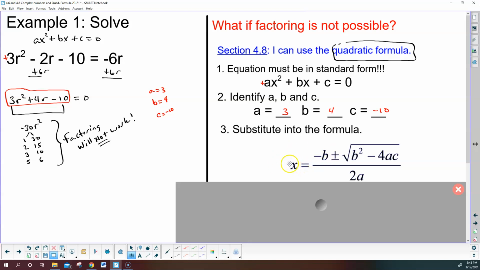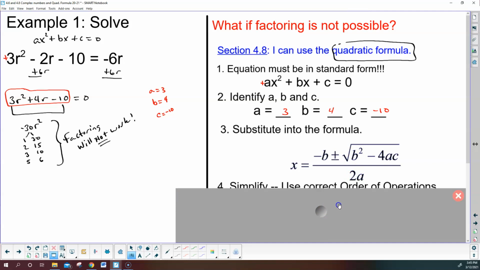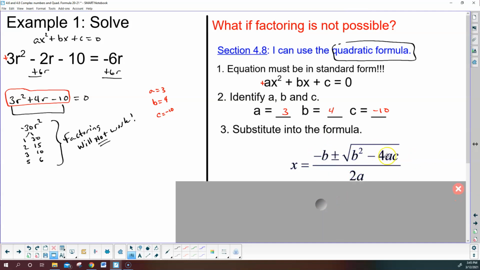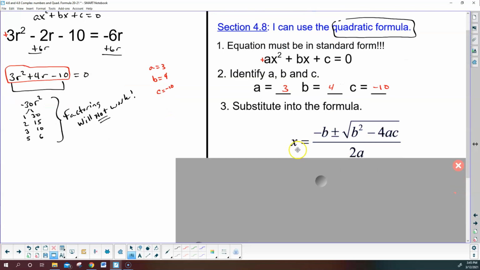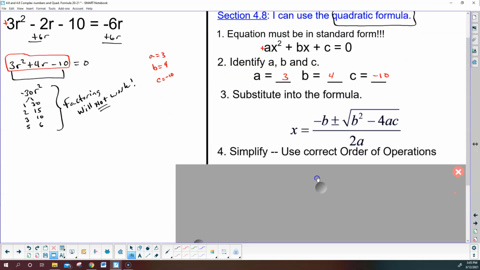X is equal to opposite b plus or minus the square root of b squared minus 4ac, all over 2a. It sounds dumb. I would sing it every time I do it because it's going to help you memorize it. You will not be given this formula on a test, so you do have to memorize the quadratic formula.